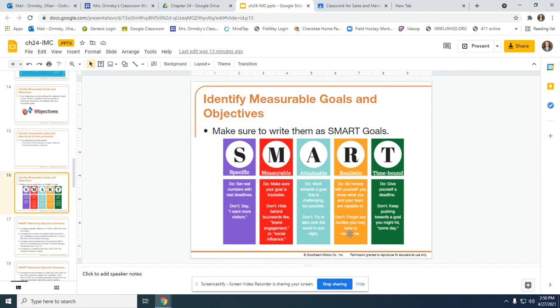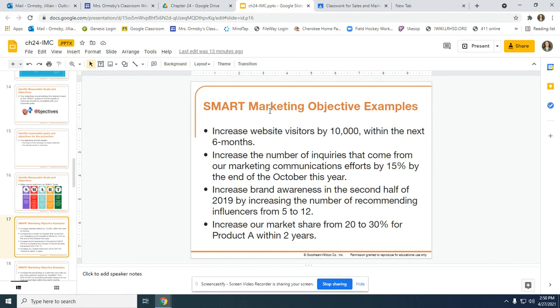So you want to give yourself a deadline. You don't want to say, I want to hit a million, I have a million followers, but then, well, a million followers in a week, in a month. You want to make sure you have a date set to it. So I'm going to give you a couple of different objectives here.